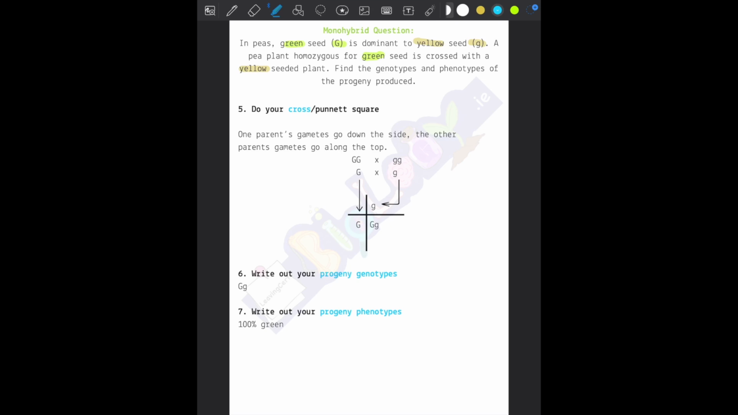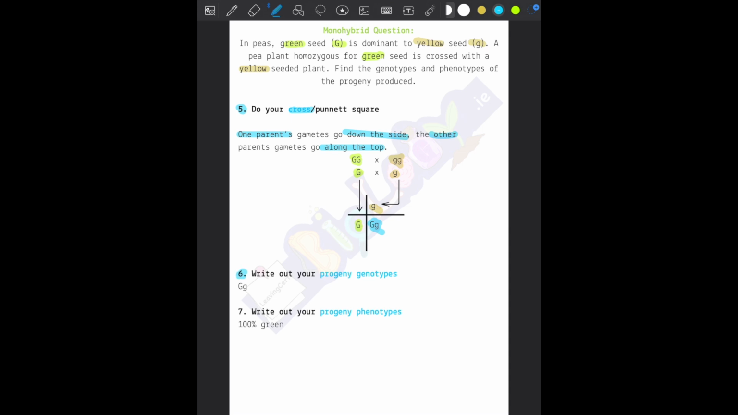Step number 5 then, you are going to do your cross or your Punnett square. So we have our parents, we have their gametes. I always say that one parent's gamete goes down the side and the other goes along the top. So I put the big G gamete from one parent down along the side and the small g gamete from the other parent along the top of the cross. And then we're just going to cross them. So a big G with a small g, always write your dominant letter first, and that's going to give me big G, small g. And there is no other combination that I can get from that cross.